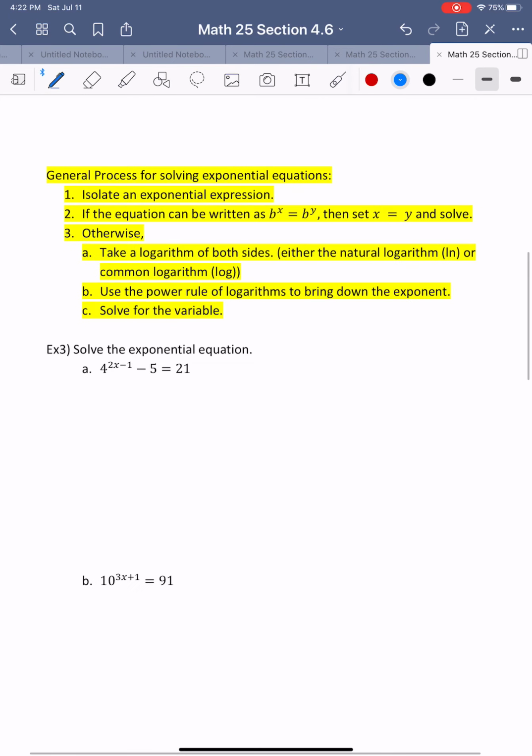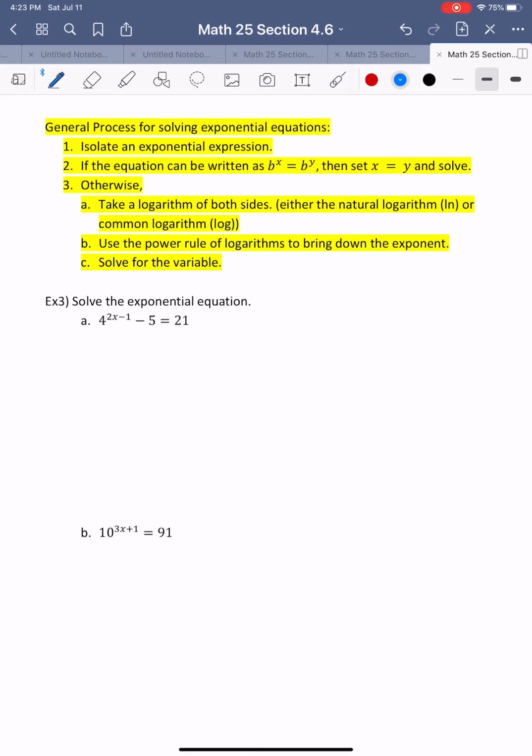Alright, so the general process for solving an exponential equation. Number 1, isolate the exponential expression. Number 2, if the equation can be written as b to the x equal to b to the y, we just set x equal to y and solve. Otherwise, take a log on both sides, either the natural log, ln, or the common log. Use the power rule of the logarithm to bring down the exponents and solve for the variable. But we haven't learned that yet, okay?